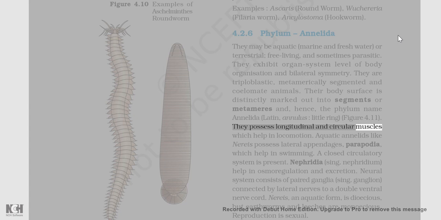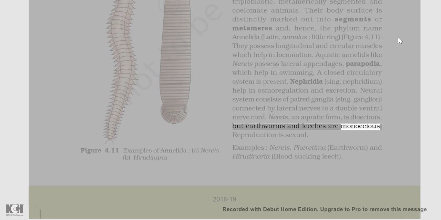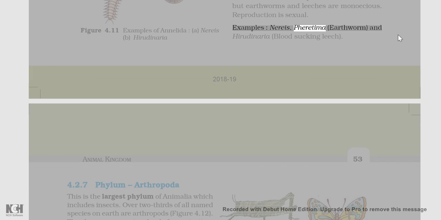Aquatic annelids like Nereis possess lateral appendages, parapodia, which help in swimming. A closed circulatory system is present. Nephridia, sing. nephridium, help in osmoregulation and excretion. Neural system consists of paired ganglia, sing. ganglion, connected by lateral nerves to a double ventral nerve cord. Nereis, an aquatic form, is dioecious, but earthworms and leeches are monoecious. Reproduction is sexual. Examples: Nereis, Pheretima, earthworm, and Hirudinaria, blood-sucking leech.